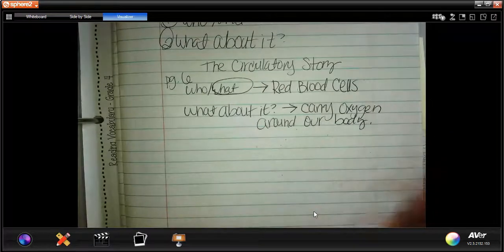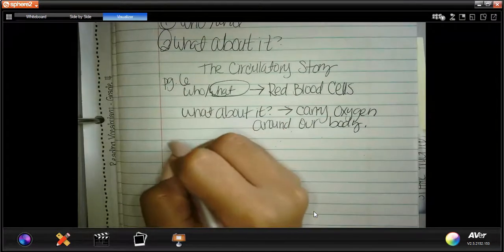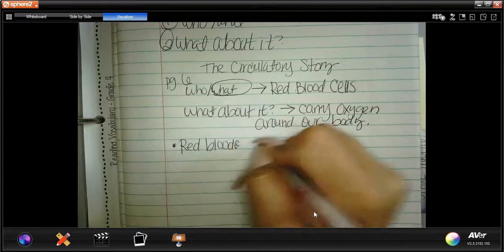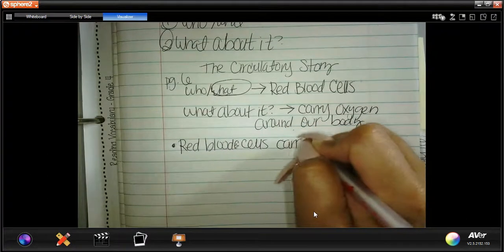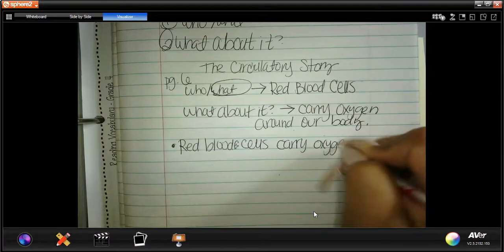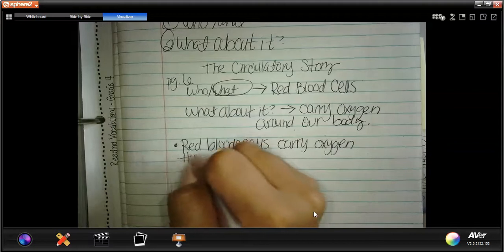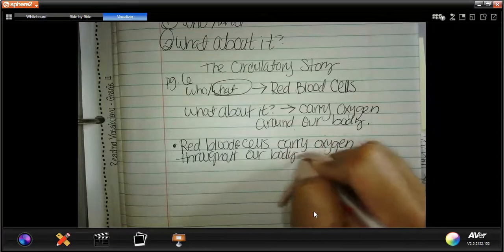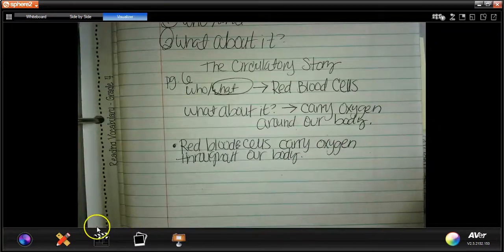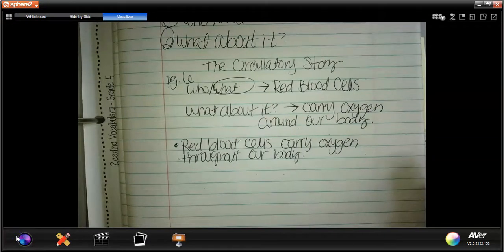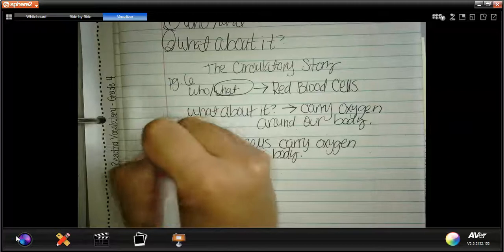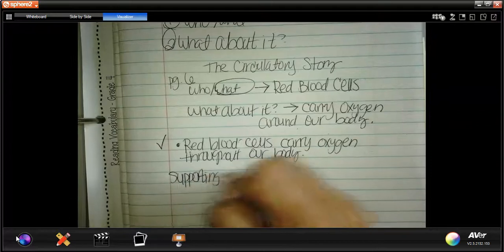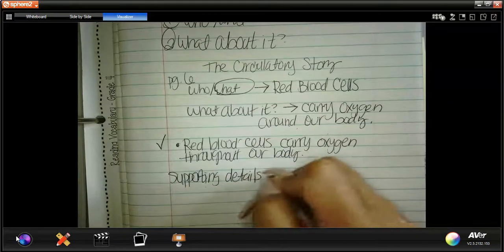Now let's put those 2 together and do a complete sentence. So I'm going to put a little circle here, and I'm going to put red blood cells carry oxygen throughout, you can put throughout or around our body. So red blood cells carry oxygen throughout our body or around our body. Awesome, we have our main idea. We did a fantastic job. Now we need a supporting detail. Remember, what do supporting details do? They verify that our answers are correct.